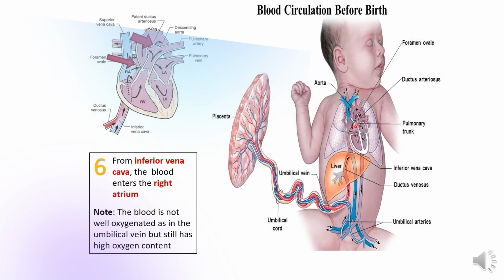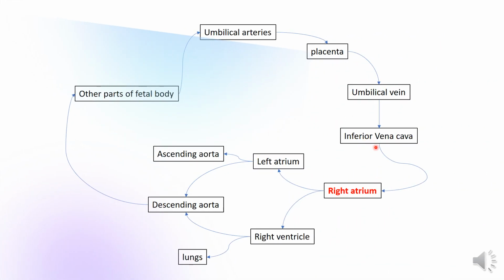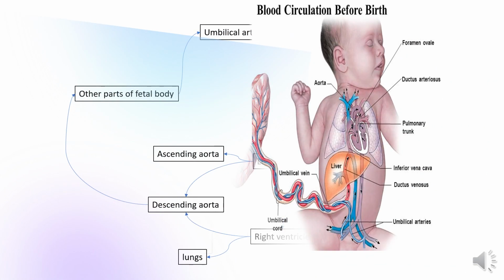Okay, from the IVC, the blood enters the right atrium. The blood is not as well oxygenated as in the umbilical vein, but it still has high oxygen content.